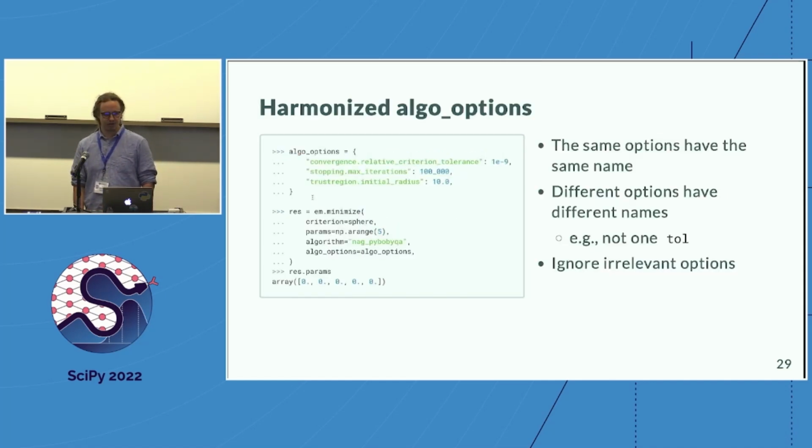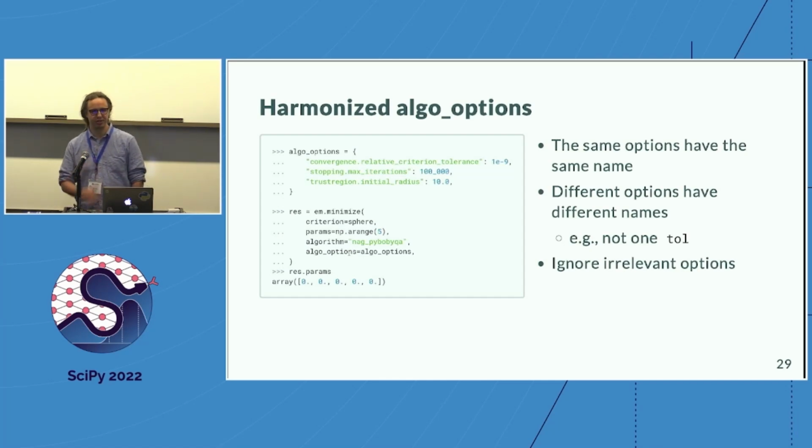For more advanced usage, you probably want to pass algorithm-specific options to customize your optimization. The primary examples are convergence criteria, stopping criteria, or some other tuning parameters. And you do that by creating a dictionary of algo options like this, and then passing it to minimize like this.